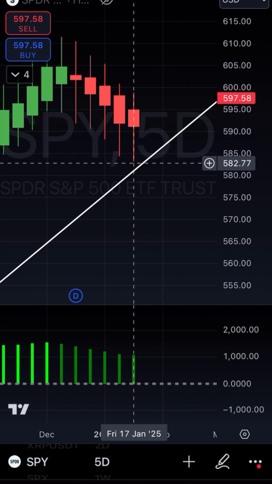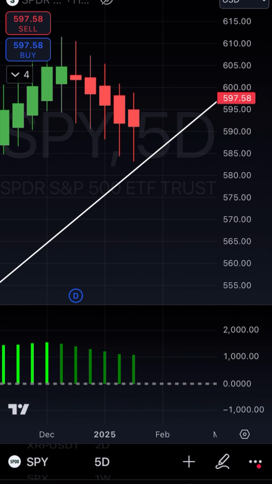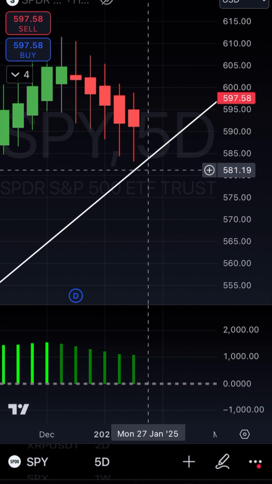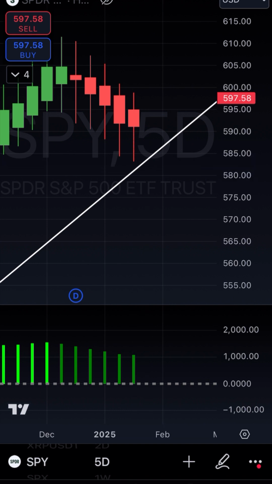Knowing that, and knowing that the bottom is potentially about 582, we could either wait for the price to get around 582, or we can go to a lower time frame and check and see. We can base it on that, because we know that 582 is pretty much the bottom.